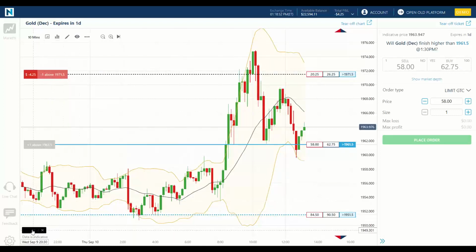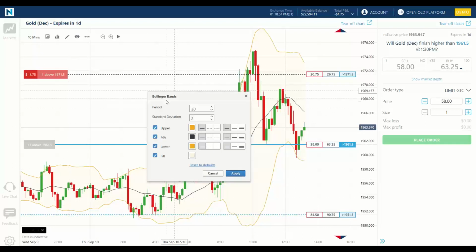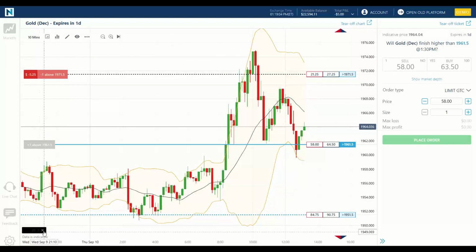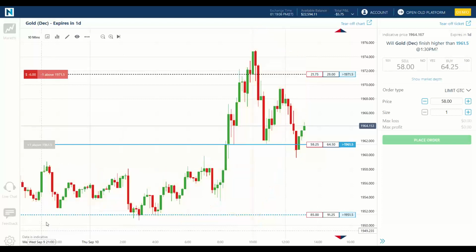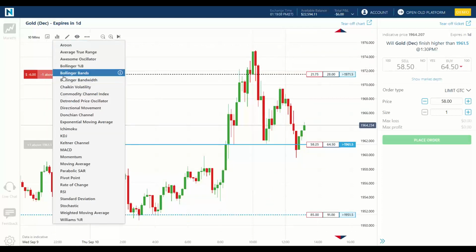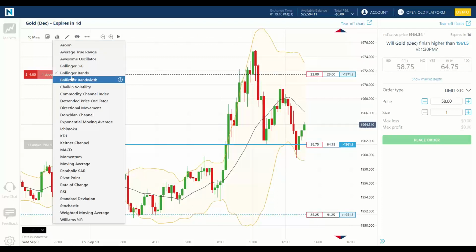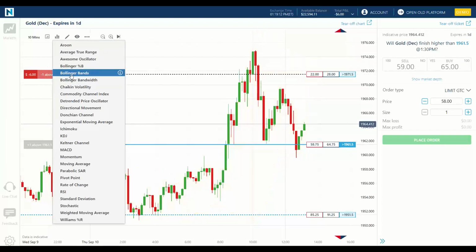And if I want to, I clicked on the little box down here. I can customize any of those indicators how I see fit. And then if I want to get rid of them, I can simply click the little X. It clears them. Also, I can put them on, and then I can turn them back off.